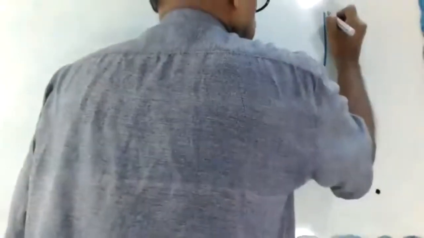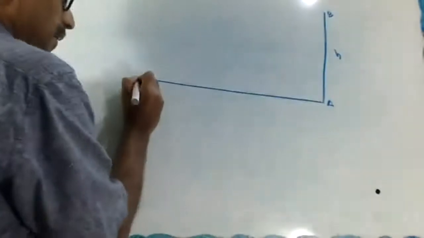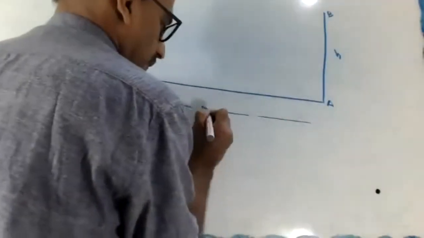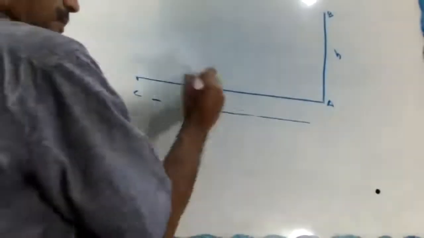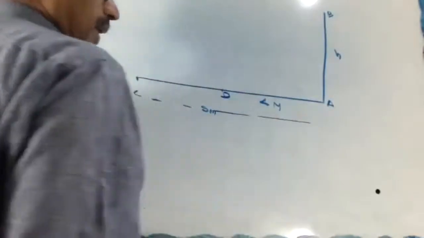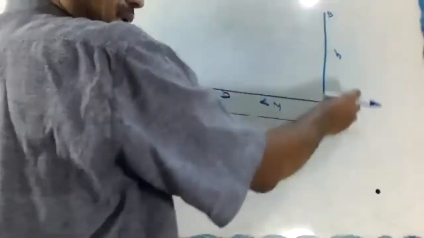Here is the road. This is the tower AB, the tower of height h. The first point at C is 9 meters away. The second point D is 4 meters away.